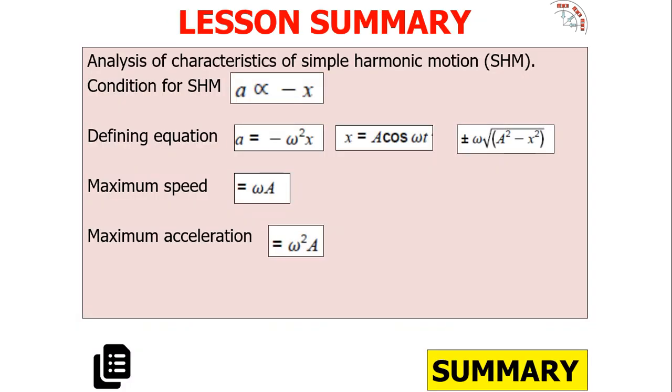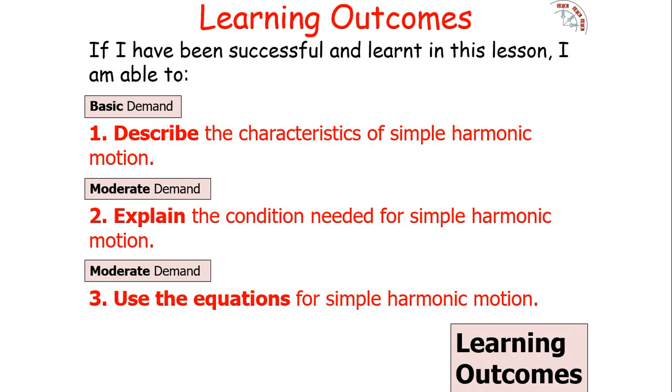So, what have we learnt in today's lesson? We can hopefully analyse the characteristics of simple harmonic motion, state the condition for simple harmonic motion, understand the equations of simple harmonic motion, and then understand how we can work out the maximum speed and the maximum acceleration in an oscillator's journey. So if you've been successful and you've learned in today's lesson, you can describe the characteristics of simple harmonic motion, explain the condition needed for simple harmonic motion, and use the equations for simple harmonic motion.